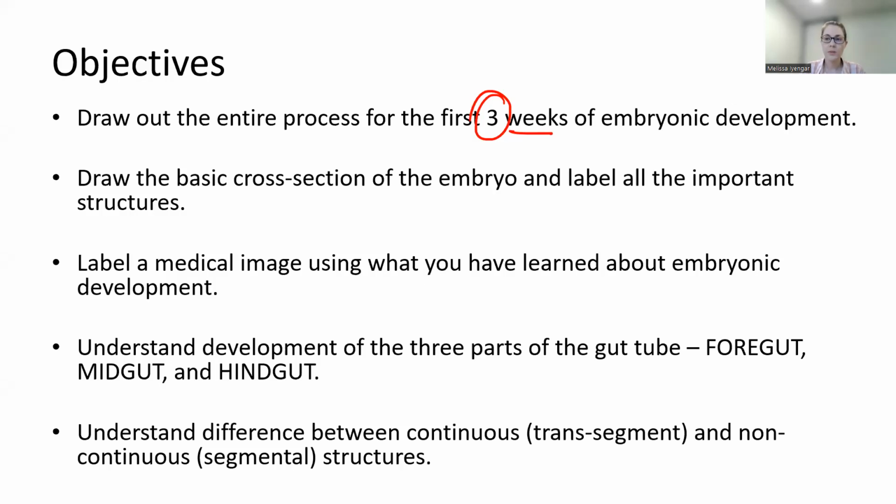Okay, so the last part of this, I know there's a lot of sections, but of videos to watch. You can watch whichever ones you want to based on the things that you need help with. The last part of this is to go over foregut, midgut, hindgut, how you create foregut, midgut, hindgut, and basically explain a little bit more why they're so important. And then understanding the difference between continuous or transsegmental structures and non-continuous or segmental structures. We're going to do that hopefully in one last 10-minute video.